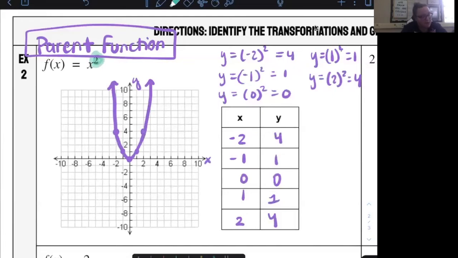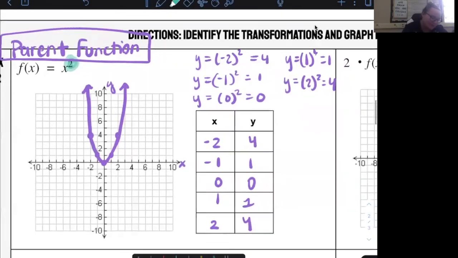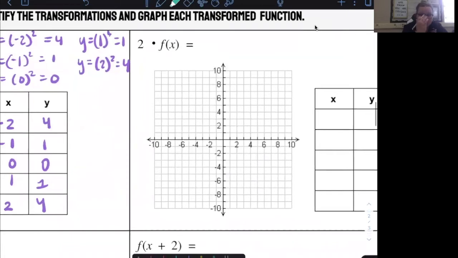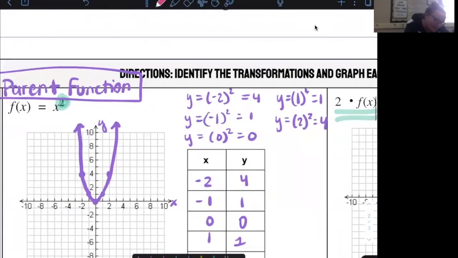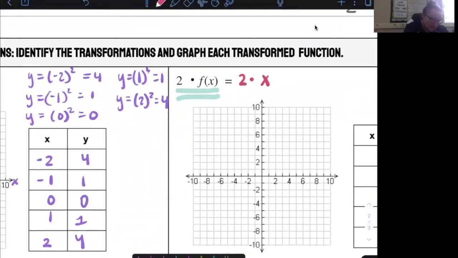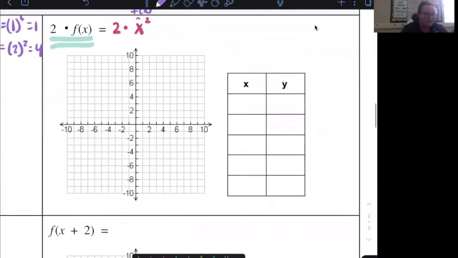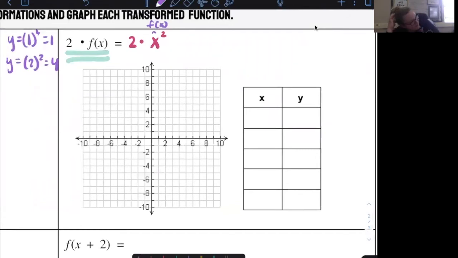So now we're going to take that parent function and we're going to do some transformations and see how that impacts the graph. So the first transformation we're going to do is we're going to take 2 times f of x. Remember, f of x is x squared. So we're going to take 2 times x squared because x squared is f of x. So let's do the same x values because when you multiply 2 by the whole function, you're not changing the x values, you're only impacting the y values. And I'm going to show you why in just a second.